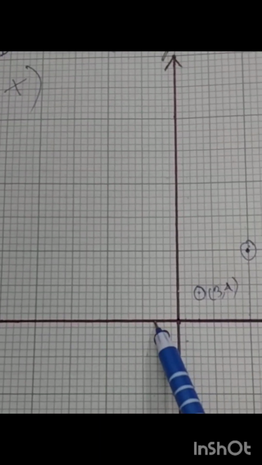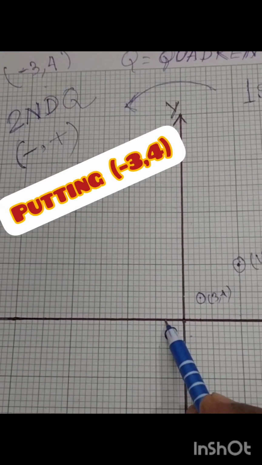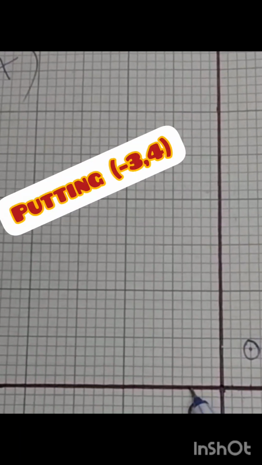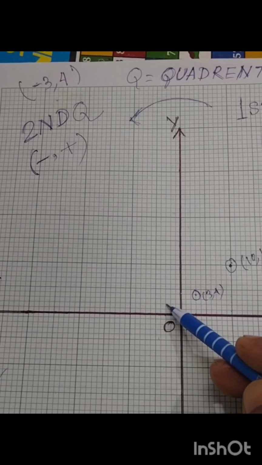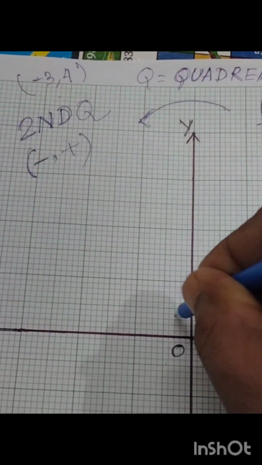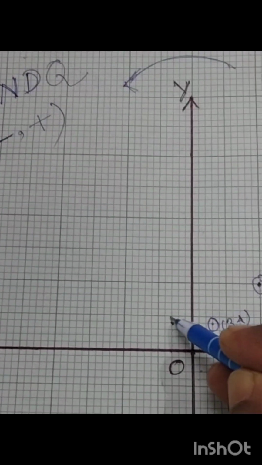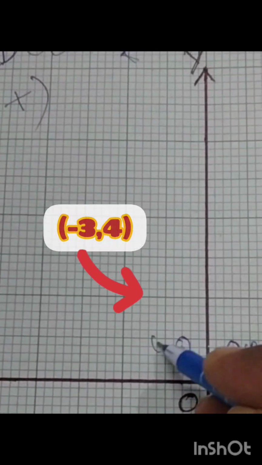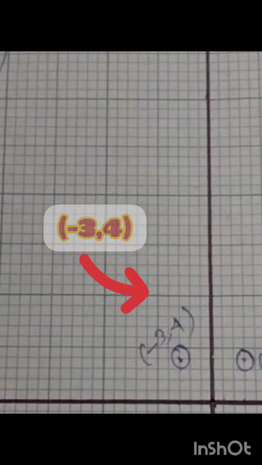1, 2, 3, that is minus 3, and 4 means plus 4, that is we have to move upwards and leave this point and count 4. 1, 2, 3, 4. So that is, let us make a point here and make a circle surrounding this point, and this will be noted as (-3, 4).